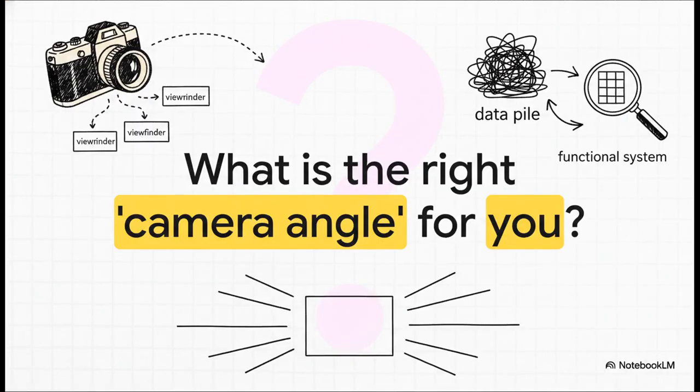And so the question I want to leave you with is this. Now that you know how to set up the cameras, what are the most important views you need to build in your own workspace? What focused camera angle is going to give you the most clarity? And finally, turn your data pile into a truly functional system?